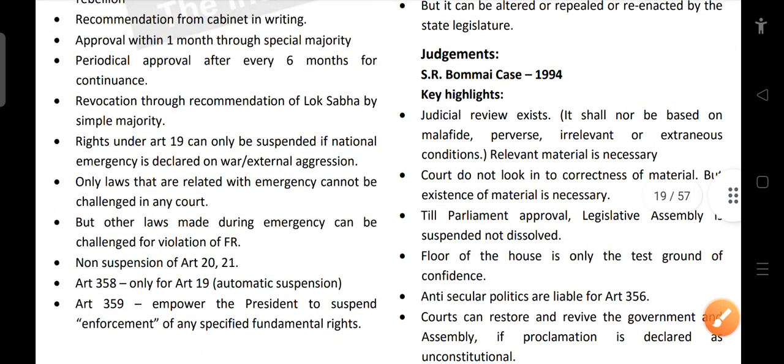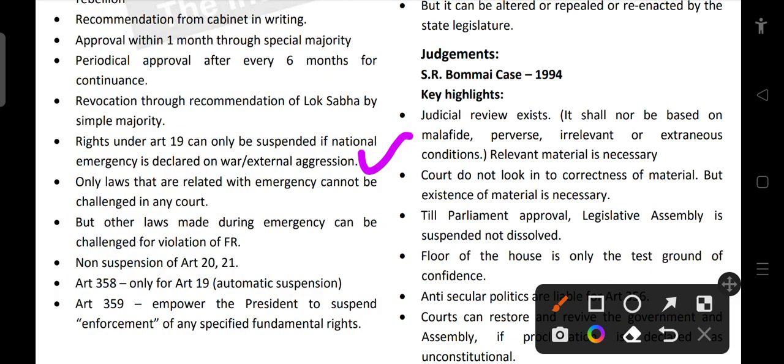Then rights under Article 19 can only be suspended if national emergency is declared on war or external aggression. So 19 cannot be suspended otherwise. In case we want to suspend it, then there should be some war. In that emergency situation only we can suspend it.